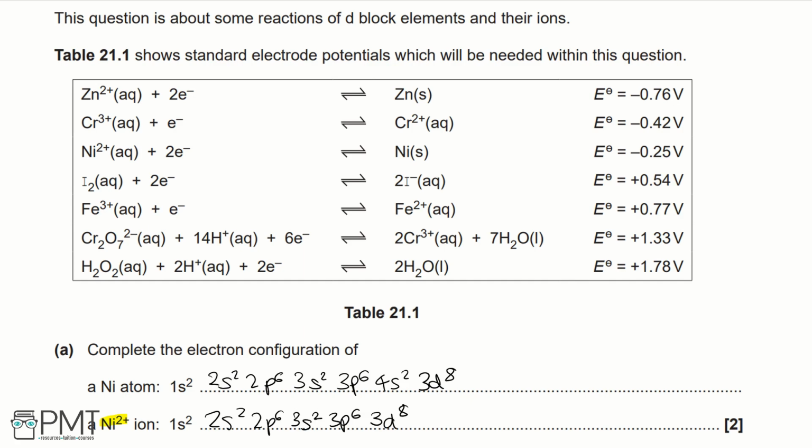To get the 2 marks for this question, you get a mark for each electronic configuration that's correct. So a mark for the correct electronic configuration of a nickel atom and the correct electronic configuration of a nickel 2+ ion get you your 2 marks.